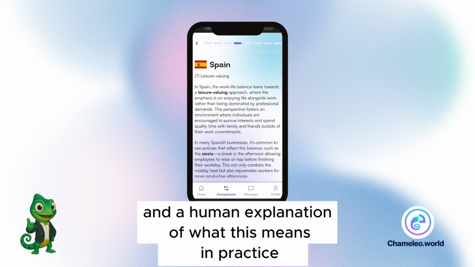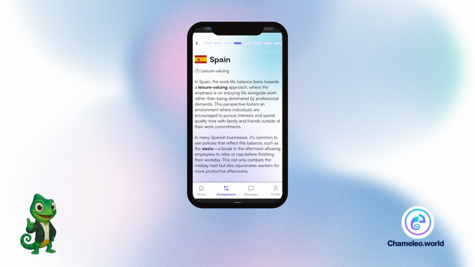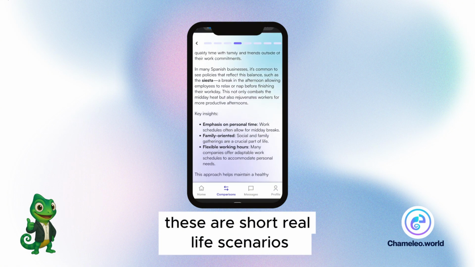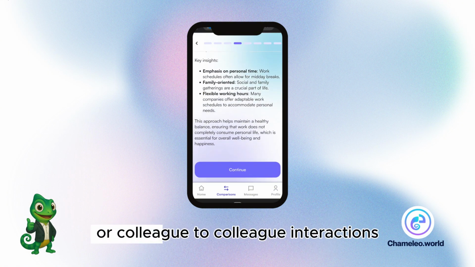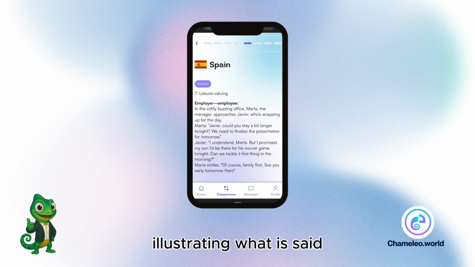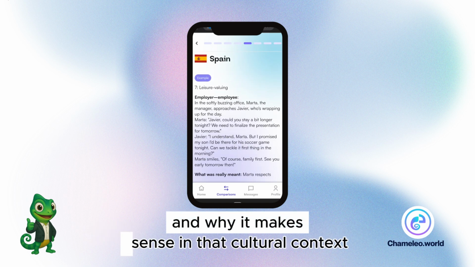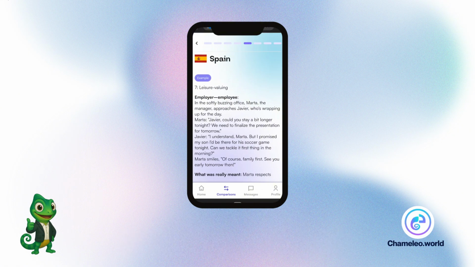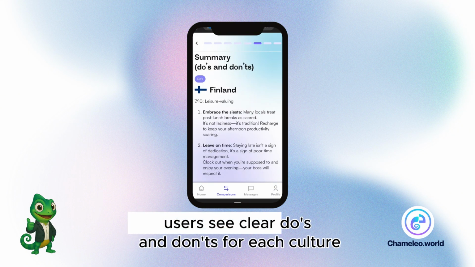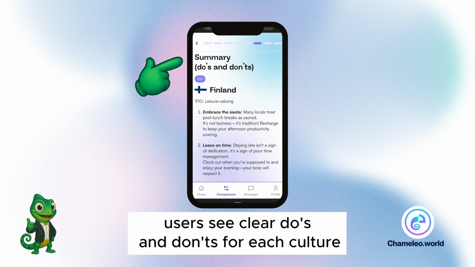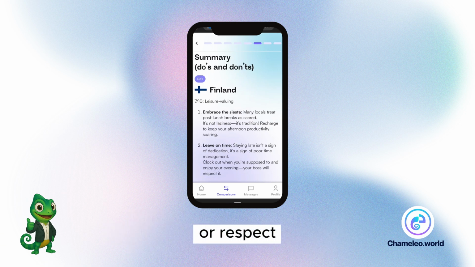this means in practice. Chameleo then presents concrete examples. These are short real-life scenarios, such as manager-to-employee conversations or colleague-to-colleague interactions, illustrating what is said, what is actually meant, and why it makes sense in that cultural context. Each lens also includes practical takeaways. Users see clear do's and don'ts for each culture, helping them adapt their behavior without losing authenticity or respect.